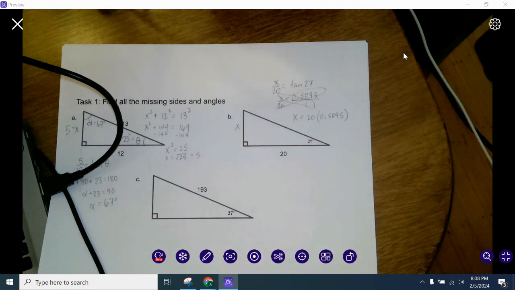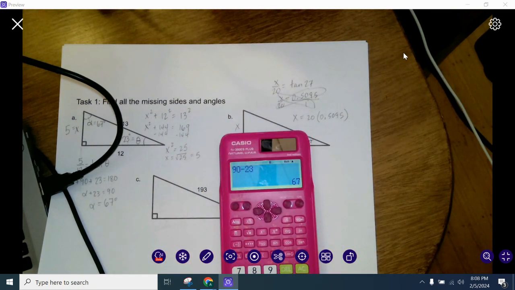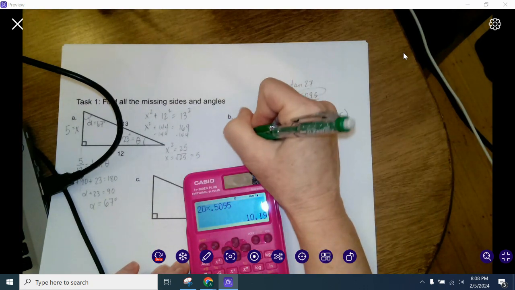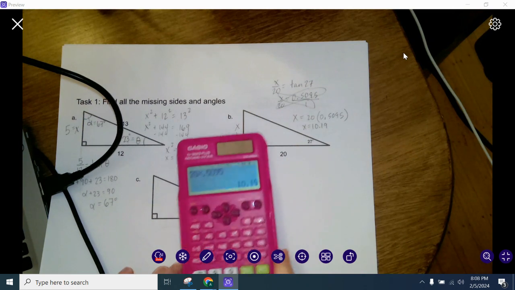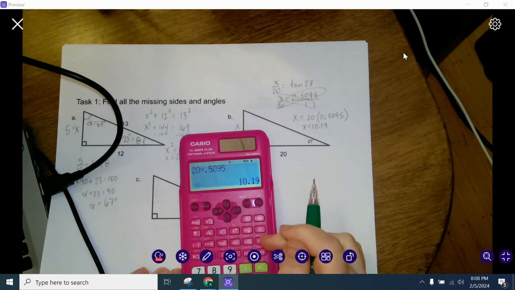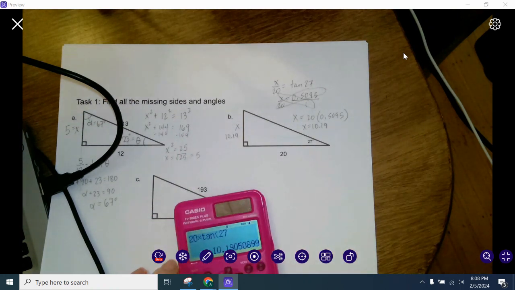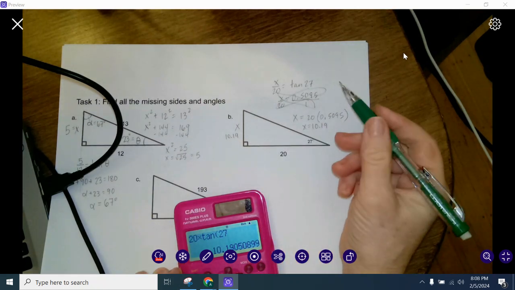Grab my calculator. So I can do 20 times 0.5095, and I get 10.19. X is equal to 10.19. So that's my x. Or I could have done it using the tangent button in here. I could have done 20 times tangent of 27, and I got the same answer, 10.19. Okay, I like 2 decimal places for side lengths. For the angles, nearest degree is fine.